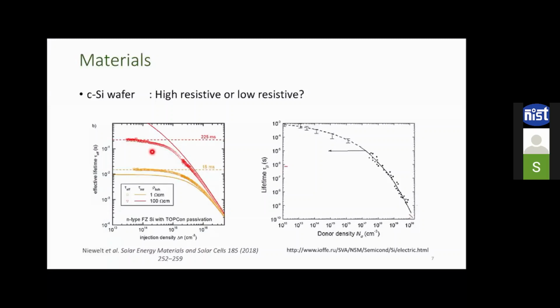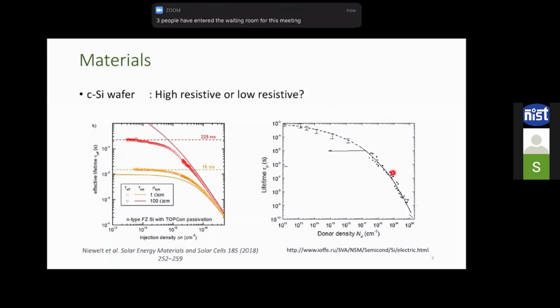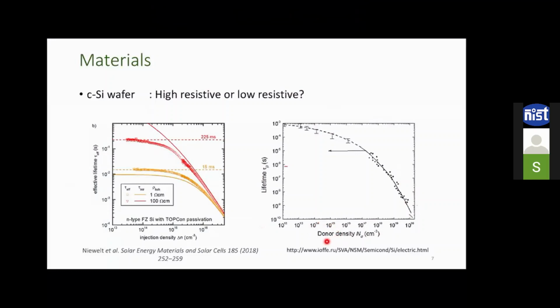Why does high resistivity give you high lifetime? Let us look at the curve on the right hand side. Here the lifetime is plotted as a function of doping density. Here the dopant is a donor, that means we are talking about an N-type crystalline silicon wafer, and the wafer being N-type, the lifetime is associated with the lifetime of the minority carriers, holes. So it can be seen that the lifetime decreases sharply with increase in the doping density.